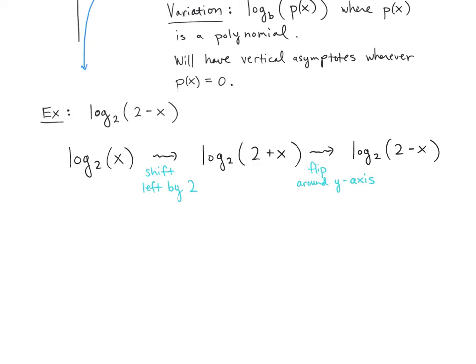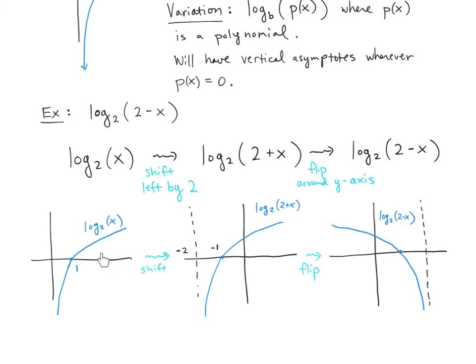Okay, and so I'll show you what that looks like visually in stages. Okay, so here's what it looks like. We start with the graph of log base 2 of x. We shift that to the left by 2. So this vertical asymptote at 0 is now at negative 2. This point at 1 is now at negative 1.